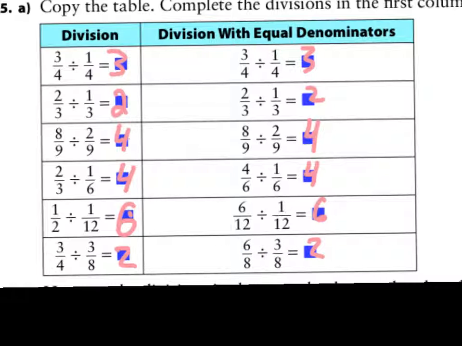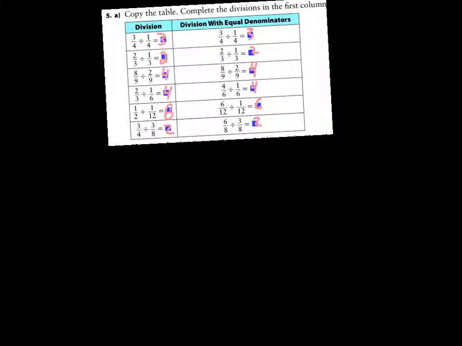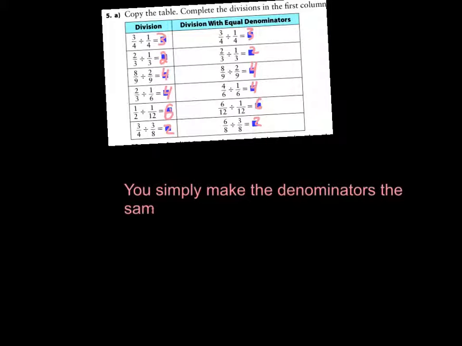So what is the rule? Let's write it out here. So the rule for dividing fractions with common denominators, I'll write it out right here, is you simply make the denominators the same and divide the numerators.